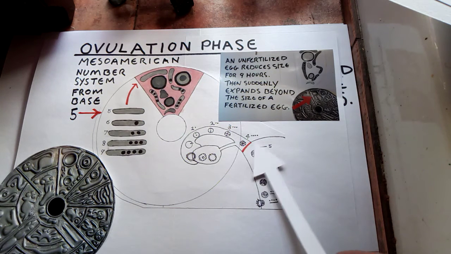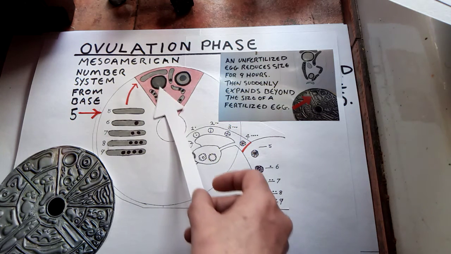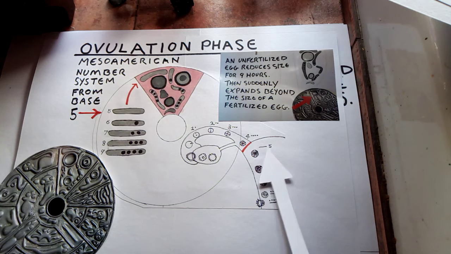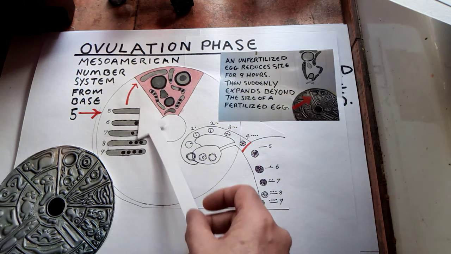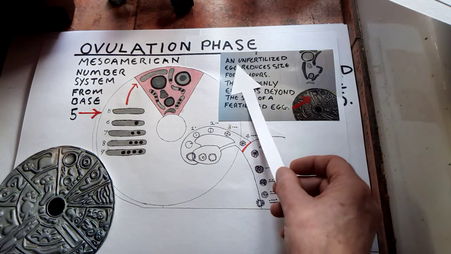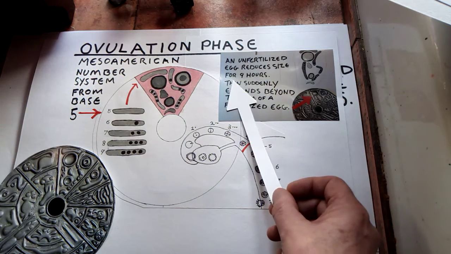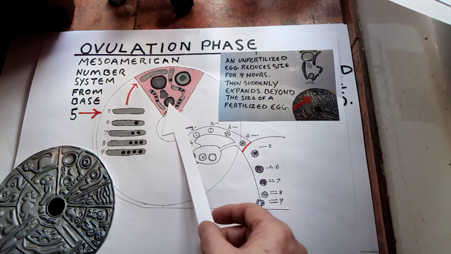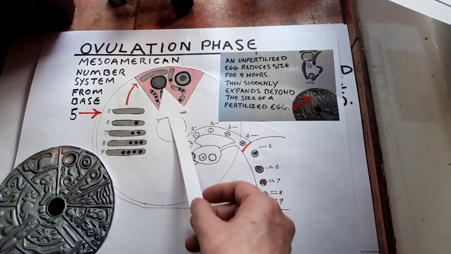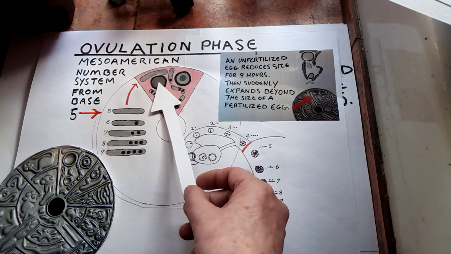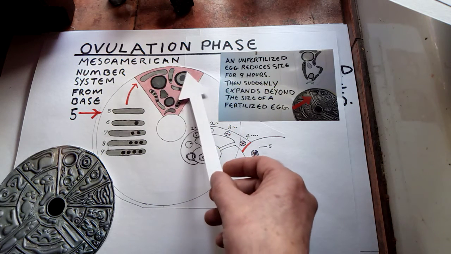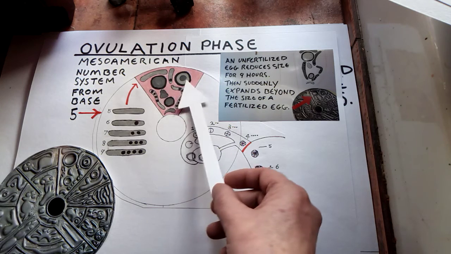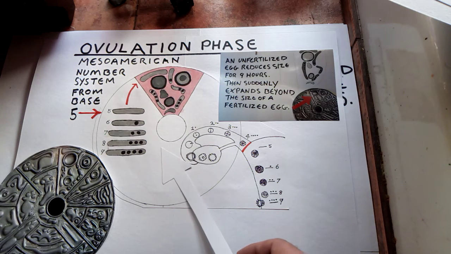On day 4, it goes into the nucleus, shown here, going in. Day 5, 6, 7, 8, 9, again down here. An unfertilised egg reduces in size for 9 hours and suddenly expands to beyond the fertilised egg, very slightly beyond the size of, showing you in that.